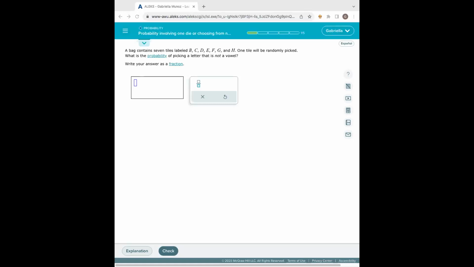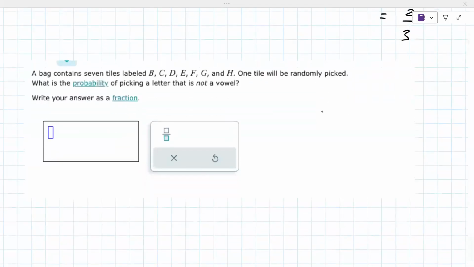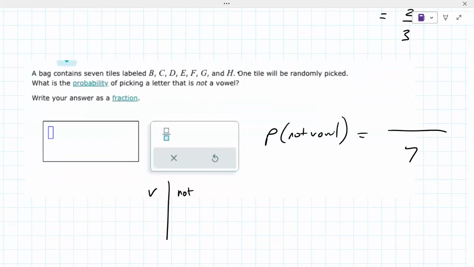I'm kind of stumped. I got like 7 for my answer. I always like to write the probability of not vowel, something like that. So how many total letters are there? 7. And you could even make a little table, vowels and then not vowels. There are, sorry, not 6 vowels. There is 1 that is a vowel. So the ones you care about is the 1 out of 7. That's it.